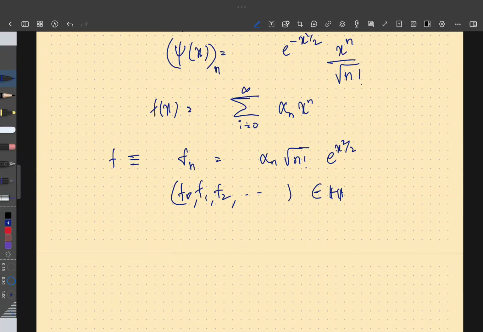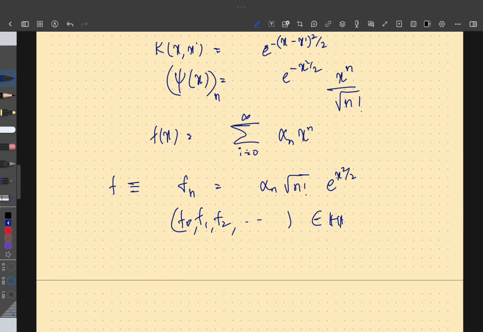You need certain additional conditions on alpha 1 through alpha n for a particular f to belong to this Hilbert space, but let's not worry about that for now. So this is the vector representation of the function f. The nth component of the vector is alpha n, where alpha n is the nth coefficient of the Taylor series expansion, square root n factorial e to the power minus x square by 2.